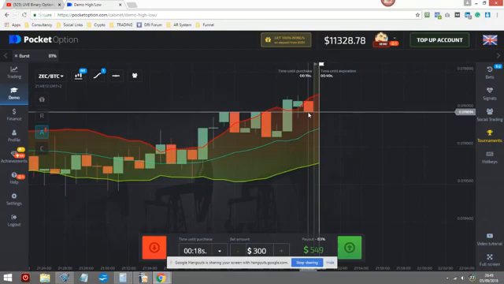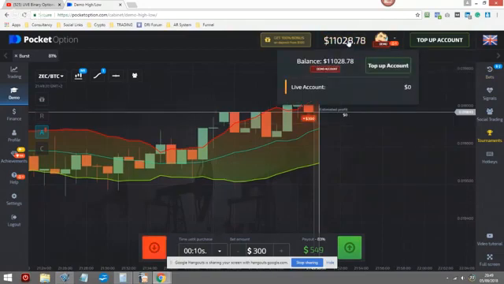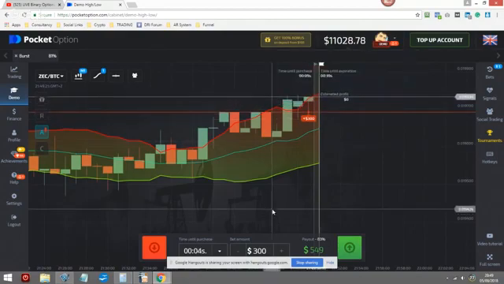Right, so the price is here. What am I going to do? I'm going to place a down bet. Okay, so you can see now $300 has come off this price, which means I've effectively lost it. And obviously the price is now going up, which is good.